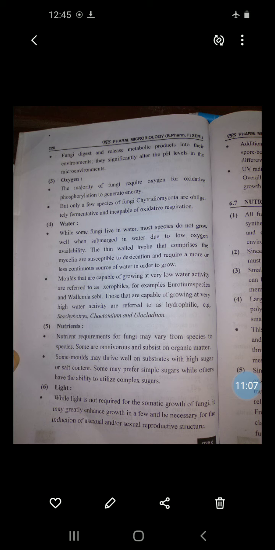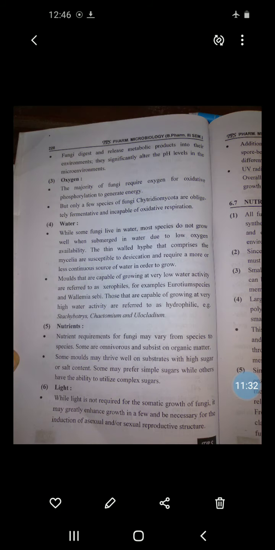Additionally, light may influence the orientation of spore-bearing structures, and the spores of a number of different types of fungi are discharged toward the light. UV radiation also reduces the viability of spores, especially in air.